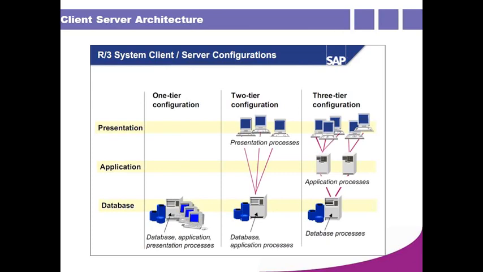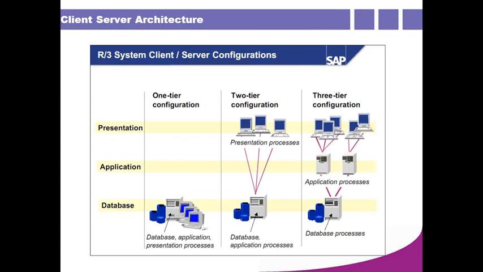To practice SAP, we can't install these three layers on three laptops, right? Buying three laptops is a very heavy cost, and there is no need for that. So we can install all three in our single laptop and practice SAP, right? That kind of configuration is one tier configuration.